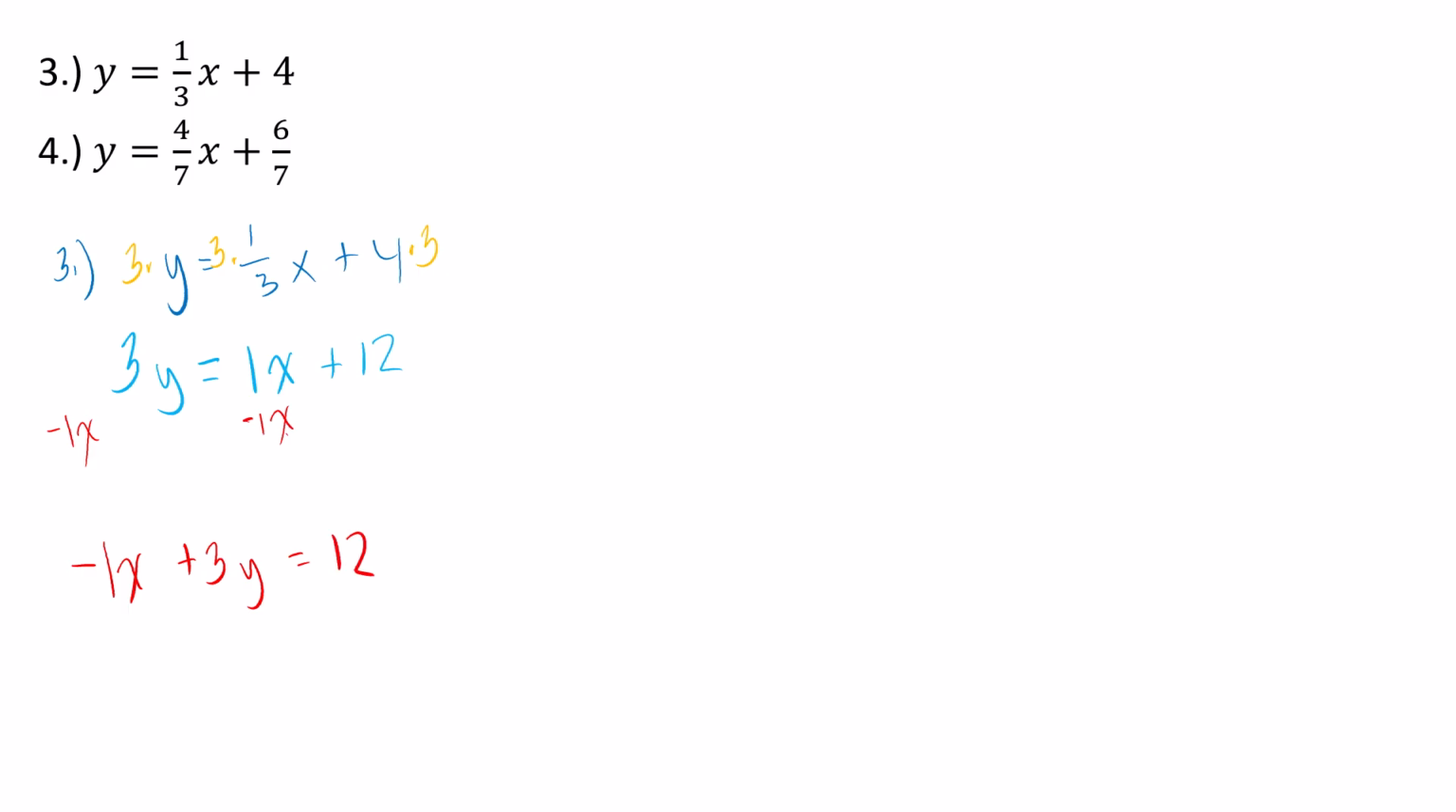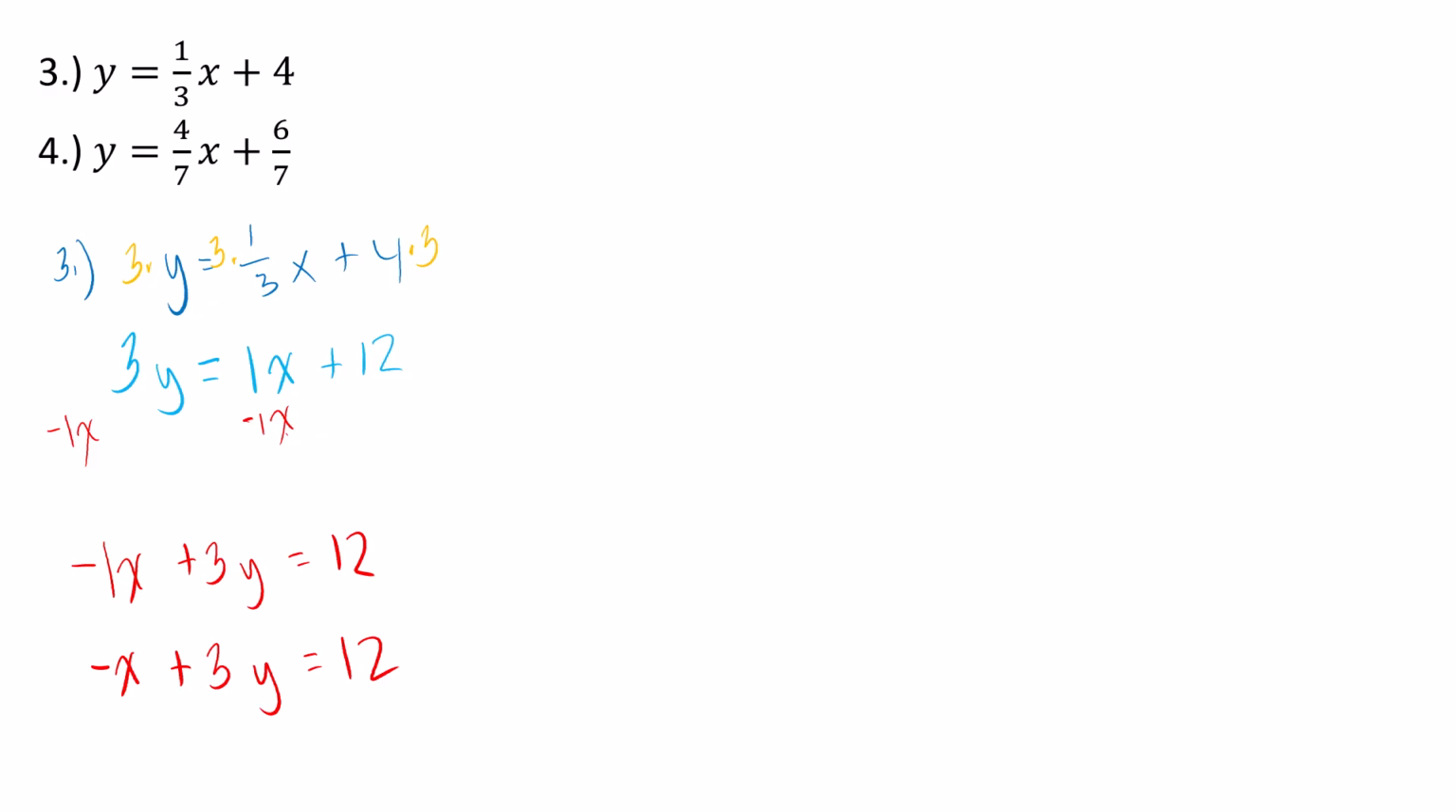Now you could stop here, where A is -1, B is 3, and C is 12. Most of the time, however, you will not see the 1 there. It will simply show up as -x, because 1x, 1 times x, is just x. And so you'll see that as -x.